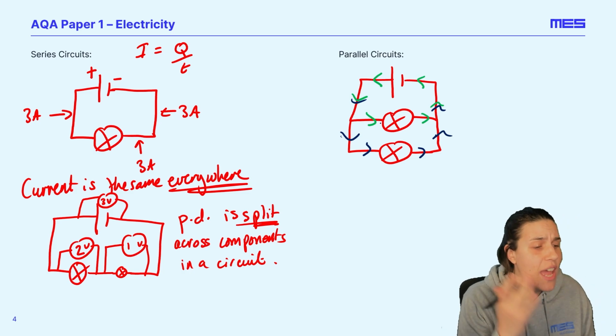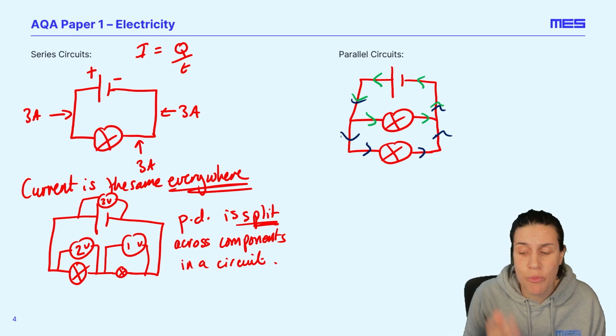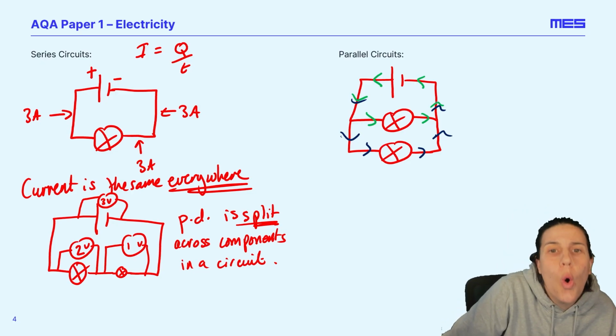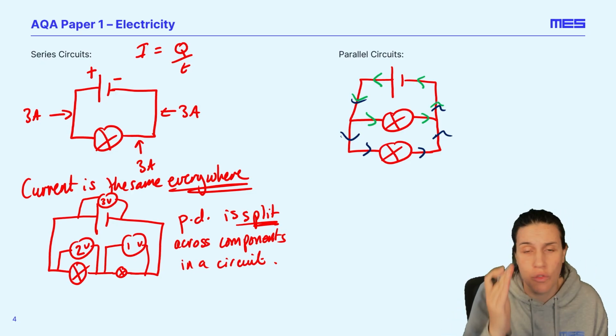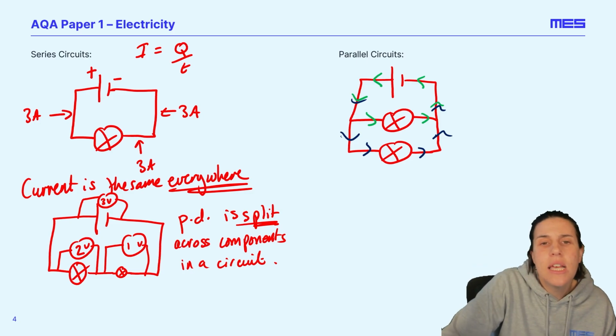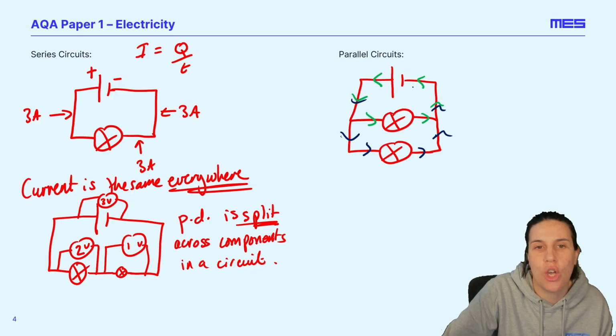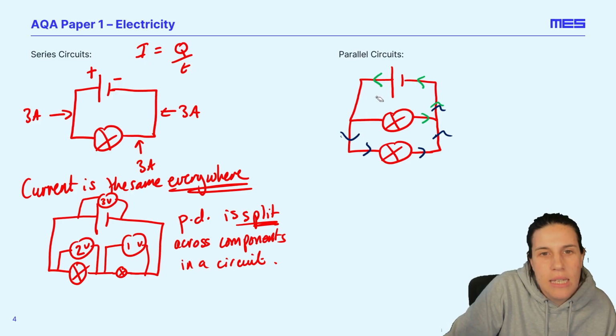No. Don't forget that a circuit has got to be a completed loop from one side of the cell to the other side of the cell. So the electrons are always going to move in a circle from one side of the cell to the other side of the cell. So they're either going to go through one bulb or they're going to go through the second bulb. They're not going to go through both. So let's talk about how that affects the current then.